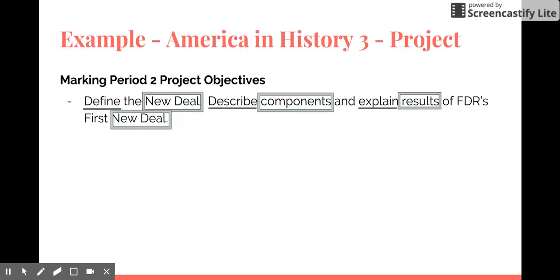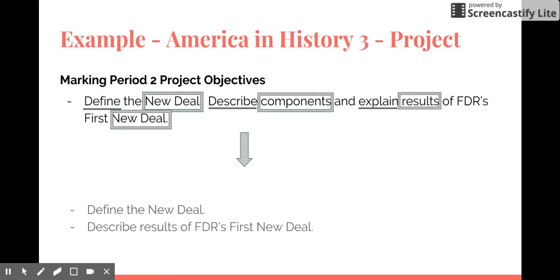So if we pull it apart a little bit more, and again, when we're looking at just essentializing the standard for our students who have more significant disabilities, we can just pick a few things we want to work on. So here we have define, describe, explain, our key concepts or key nouns, our New Deal components and results. So to transform that standard, we are asking our students to define the New Deal and describe the results.